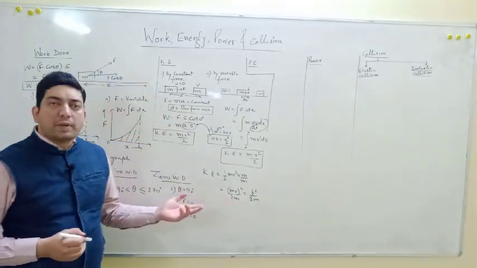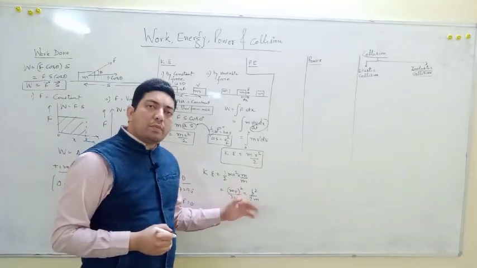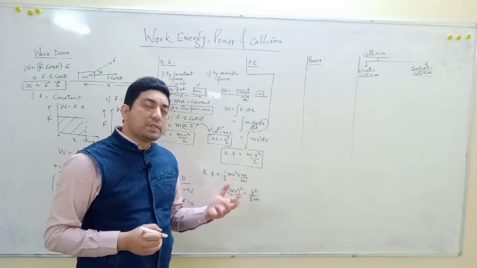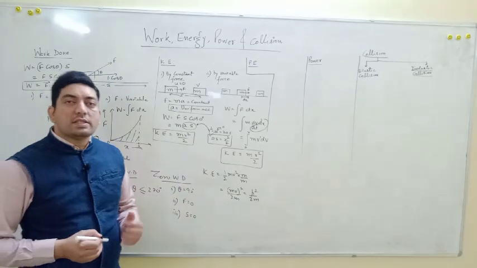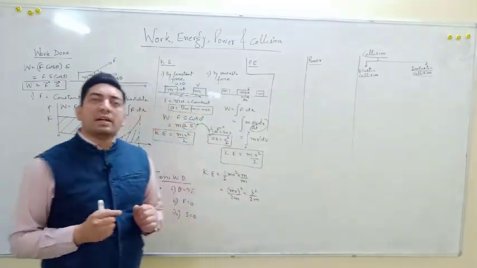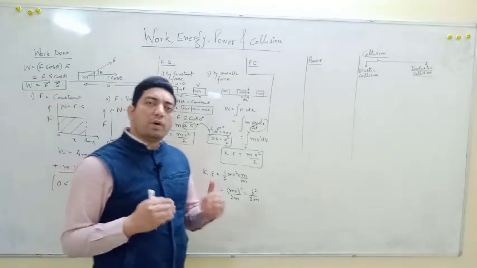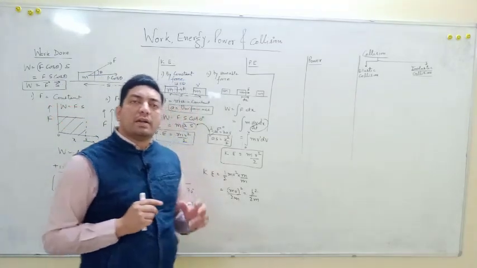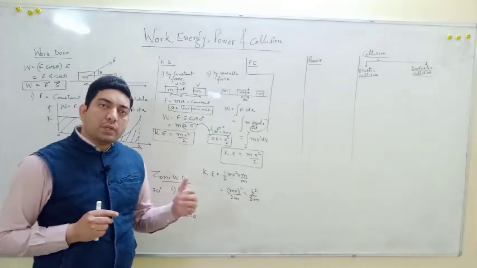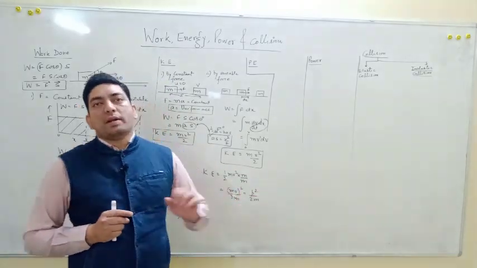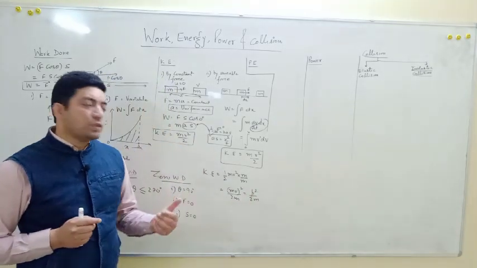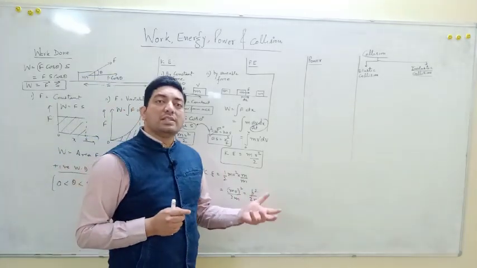Here you may get some numericals. For example, if the momentum of a body is increased by 100% or increased to 300%, what will be the percentage change in kinetic energy? You very well know how to calculate percentage change: change in value upon original value times 100. So first of all you have to find the kinetic energy at momentum p, then the new kinetic energy at the new momentum, then change in value upon original value times 100 will give you the percentage change in the value of kinetic energy.